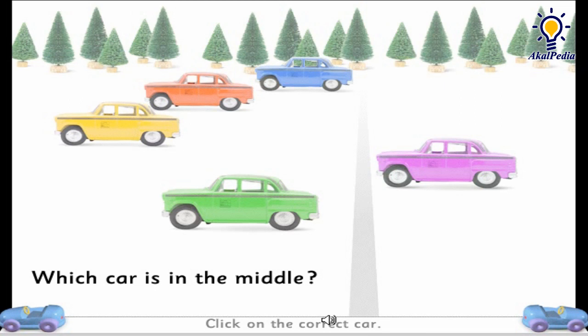Click on the correct car. Which car is in the middle? Tengah. Tiga, satu, dua, tiga. Click on the correct car. Which car is behind the green car? Behind, sebelahnya mana? Click on the correct car. Which car is in front of the red car? Depan mobil merah, kuning. Click on the correct car. Which car has not passed the line? Tidak melewati garis. Ungu.